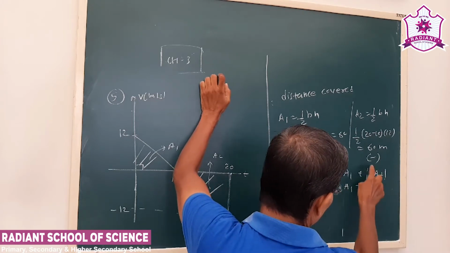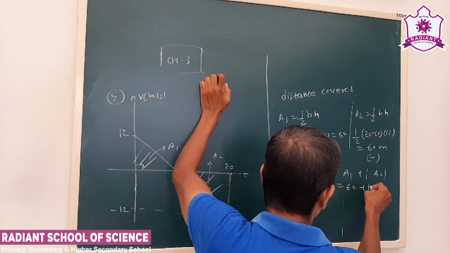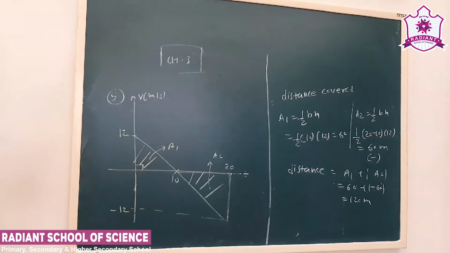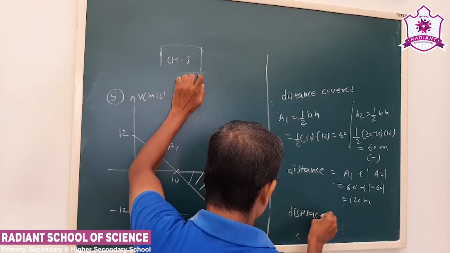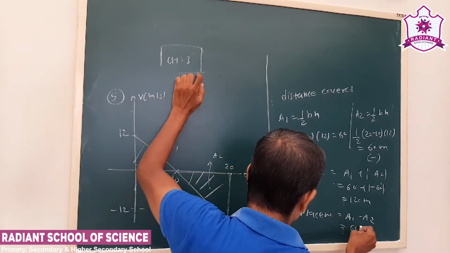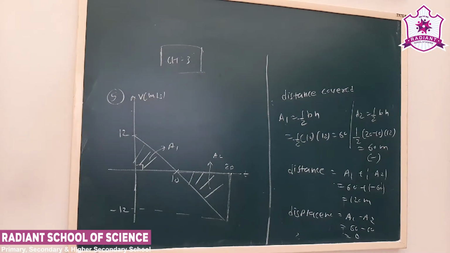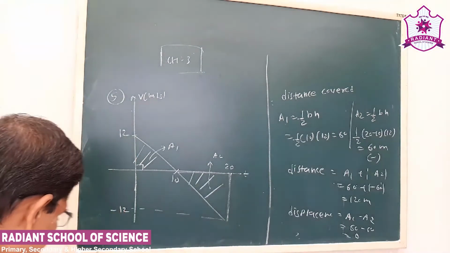Now displacement will simply be A1 minus A2. So this is how we have to differentiate between distance and displacement. Distance is a scalar quantity, displacement is a vector quantity.